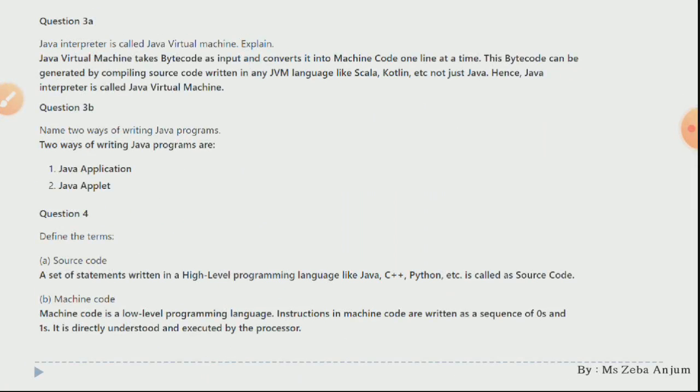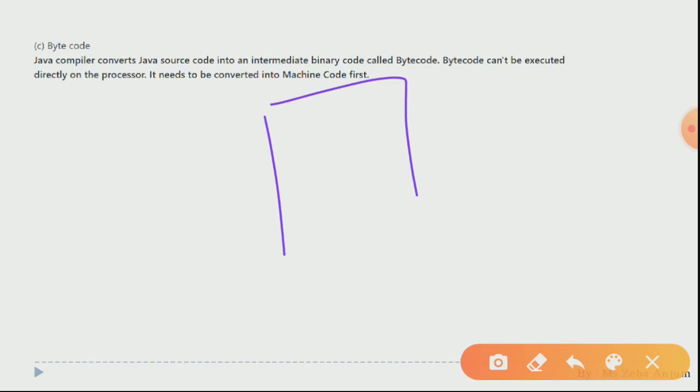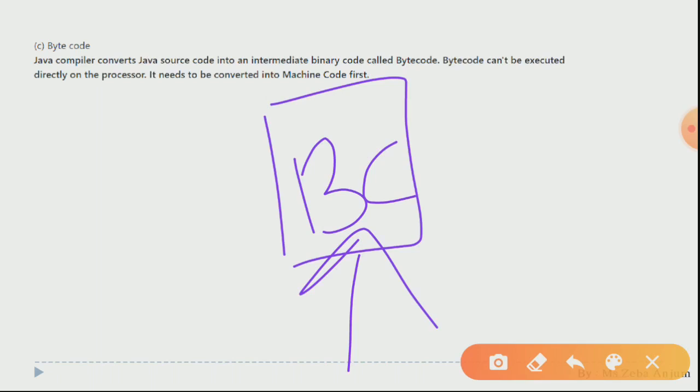Now see, machine code is a low-level programming language. Instructions in machine code are written as a sequence of zeros and ones. It is directly understood and executed by the processor. Okay, C part, see it out. Bytecode. Java compiler converts Java source code into an intermediate binary code called bytecode. Bytecode cannot be executed directly on the processor. It needs to be converted into the machine code first. Yes, it is a middle portion which your compiler converts and gives you, and it is the intermediate part. Yes, it is machine independent, and because of this your Java is called a machine independent language.